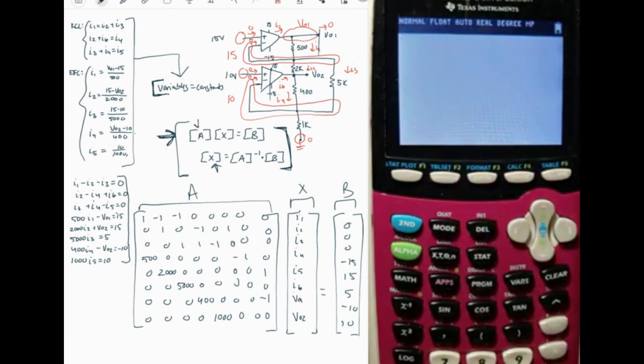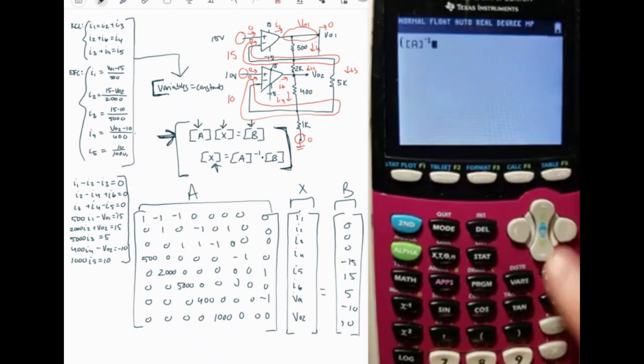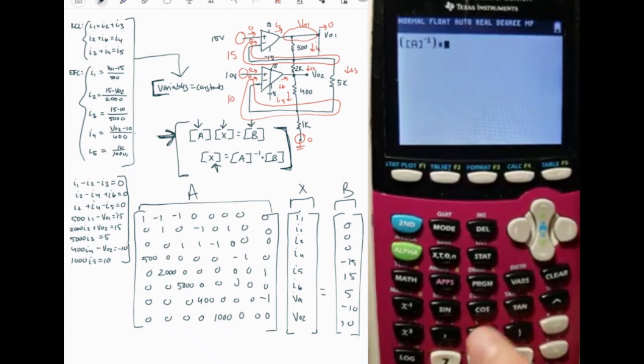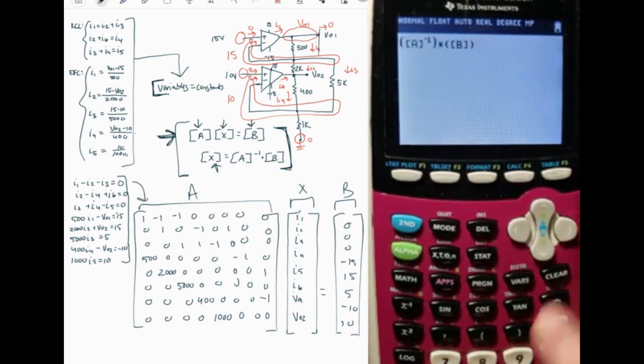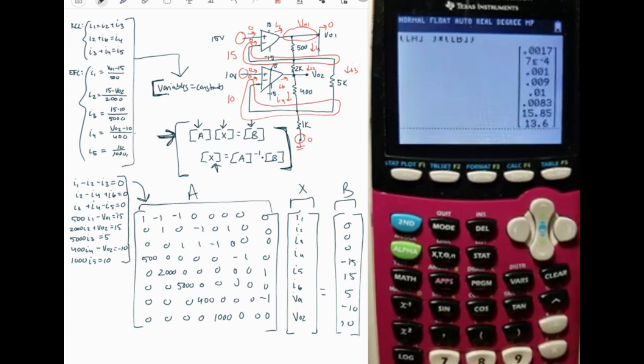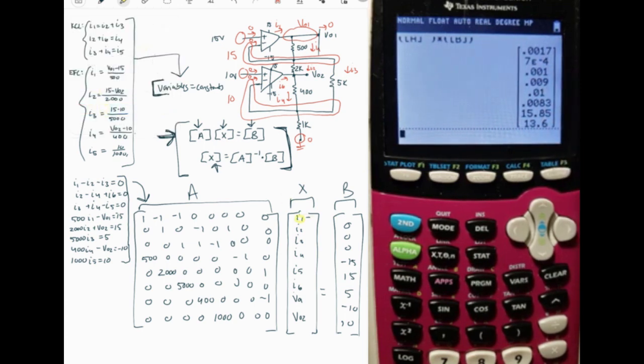So in order to solve this, we're going to use the same equation that I had written out, the inverse of A times the B, and then you just hit enter, and it will give you all of the values for all of the variables, and it's in the exact same order as we had written down in our matrix. So this first one is I1, I2, I3, I4, I5, I6, V01, V02. So that's how to do it on a TI-84.